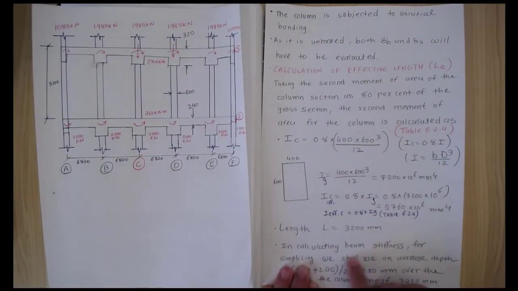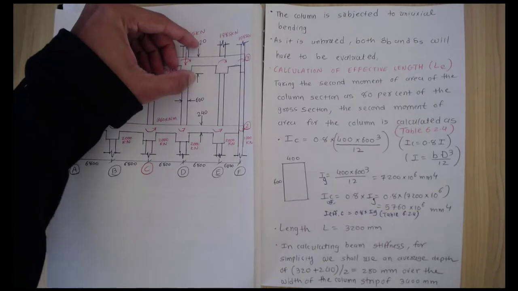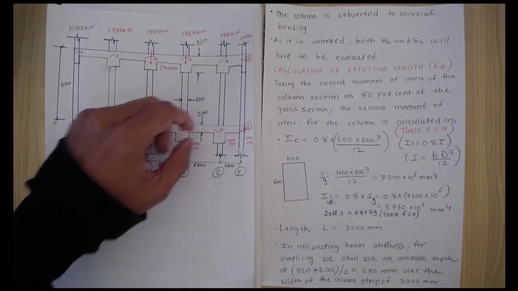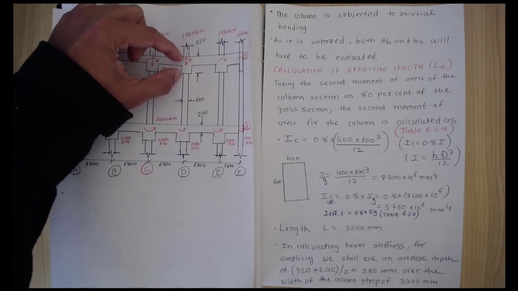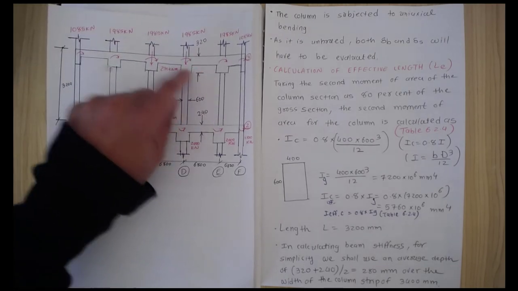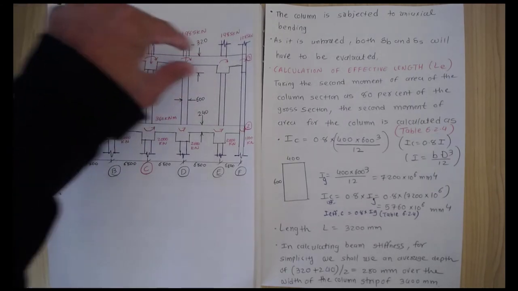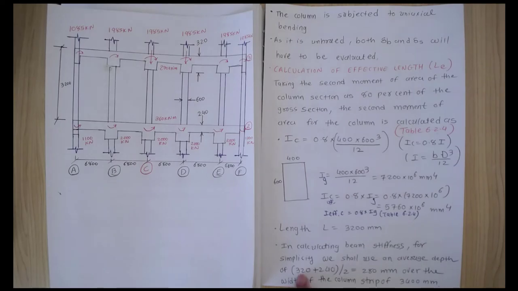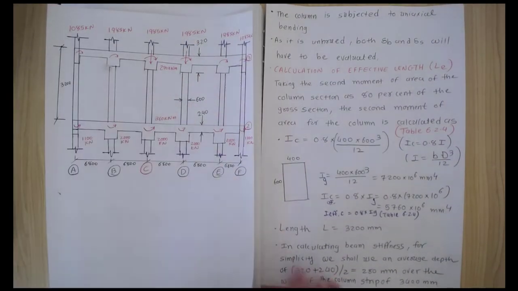Now we need to calculate the beam stiffness. For simplicity, we have two dimensions given. This width is 320 and another width is 240, so you can see this 320 and 240 here. What we can do is take the average, because it is a composite cross section. We have this and then we have a different depth. Rather than that, we can take a uniform width for simplicity of calculation. So we take 320 plus 240 over 2, so the average is 280.